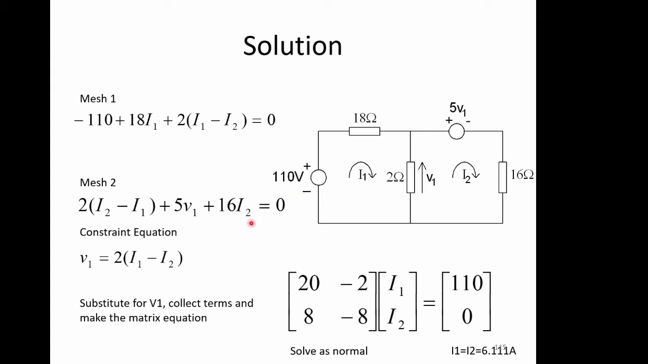And again, we've got too many variables, not enough equations, so we have to get some more information from this, and we can see that V1, the dependence of this, it depends on the voltage across here. So we just need to calculate what this voltage is here, and that will be 2 times I1 minus I2. So now we've got enough equations to solve for the unknowns. Substitute for V1, collect all the terms together, make the matrix equation. We can solve that as normal. So if you want some practice at solving these things, you can go away and solve that and verify that I1 equals I2, which equals 6.111 amps in this case.